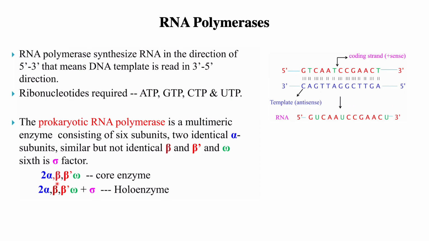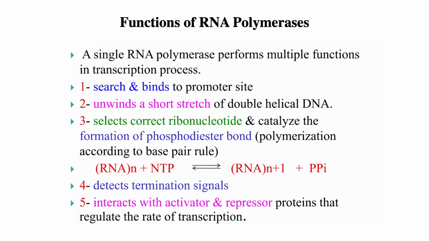These 5 subunits together form the core enzyme, and the core enzyme along with the sigma factor is called the holoenzyme. The sigma factor is essential for the core enzyme to bind with the DNA, to initiate the process of transcription.